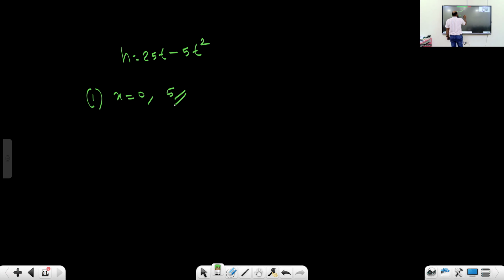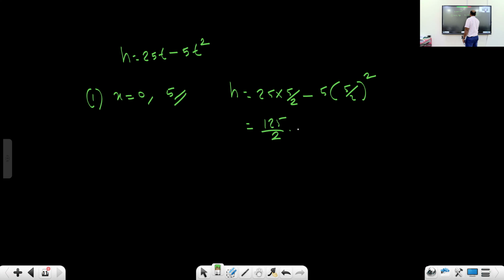Please substitute: h equal to 25 into 5 by 2 minus 5 into 5 by 2 square. What is 25 into 5? 125 by 2. Is it? Then it will be how much? 5 into 25 by 4. So 125 by 2 minus 125 by 4. Simplify, find the LCM.